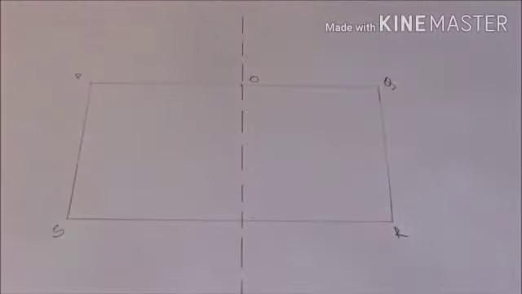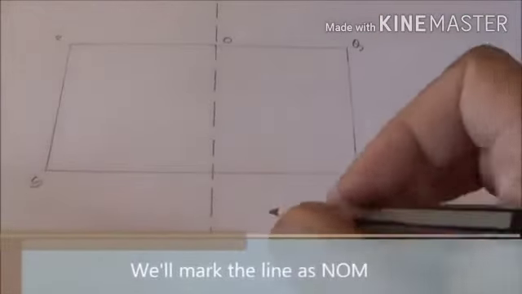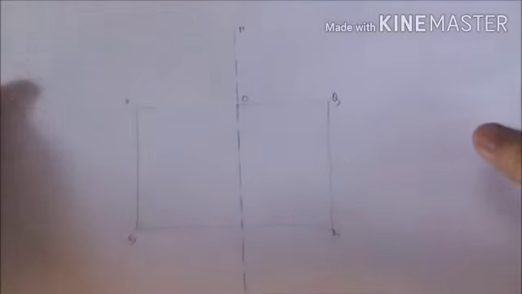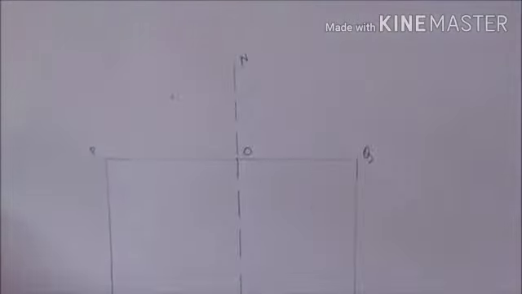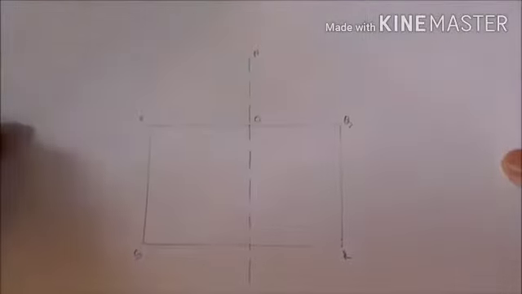This represents the perpendicular line. A perpendicular line means it makes a 90 degrees angle to the rectangle's surface. Name that perpendicular line MN.